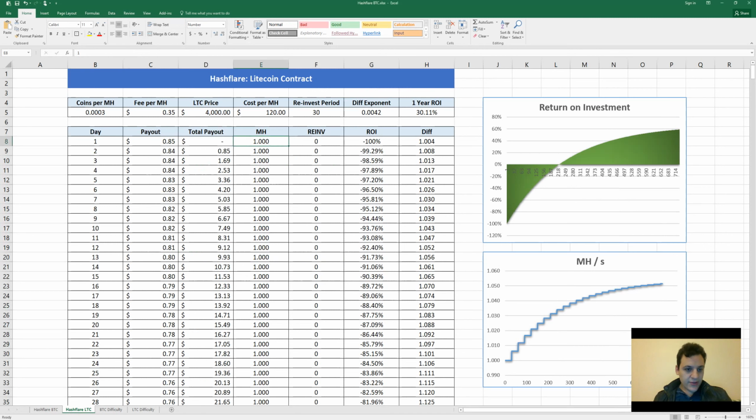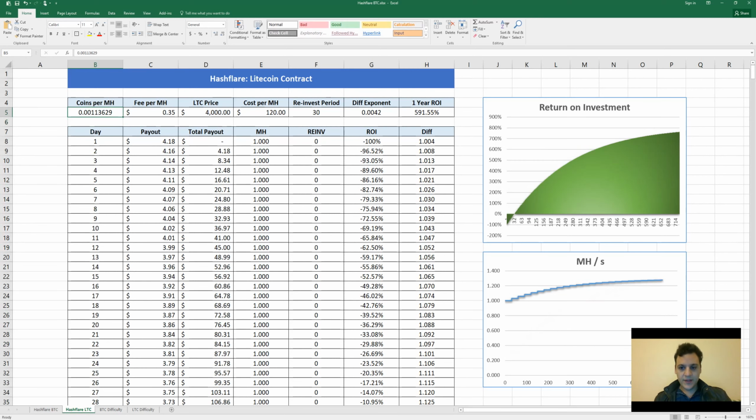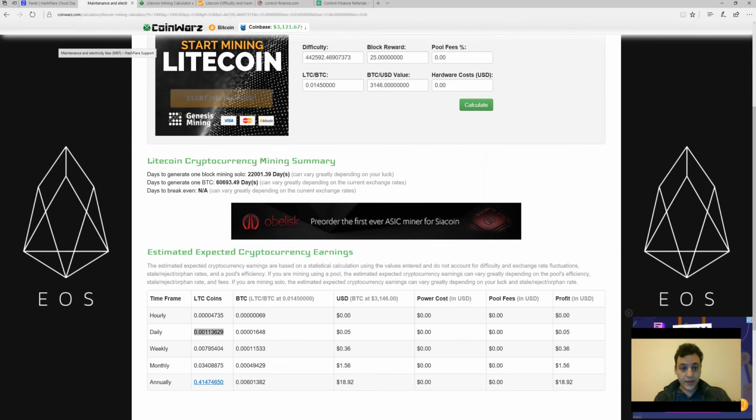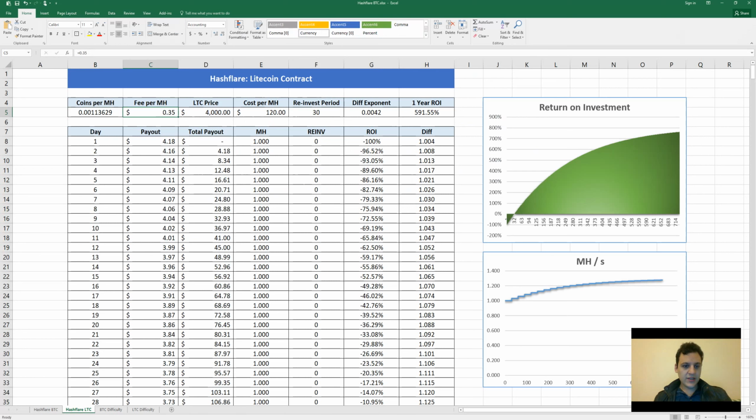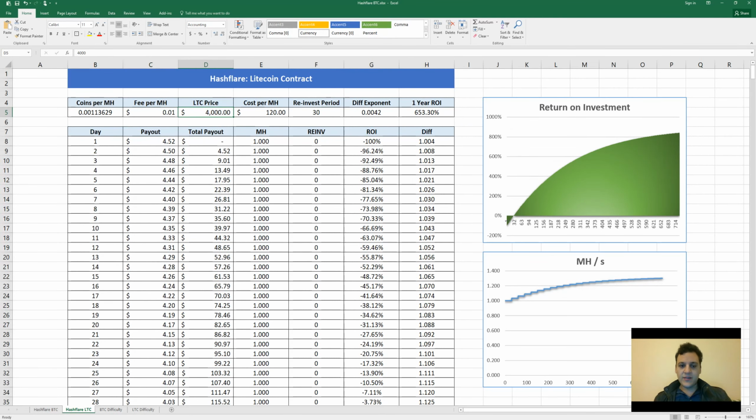So let's go to Litecoin, and how many coins per day? Well, per megahash rather, we're getting that much. Cool. So all of this is rubbish at the moment because that's not the Litecoin price. All right, but Litecoin has a different maintenance and electricity fee. So for them, it's 1 US cent for every megahash. So that makes things pretty easy. We just go here, we type in 0.01, 1 US cent. No problem.